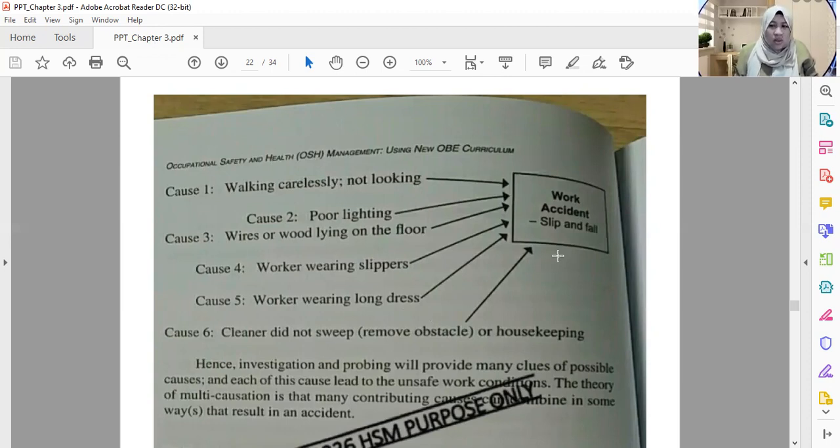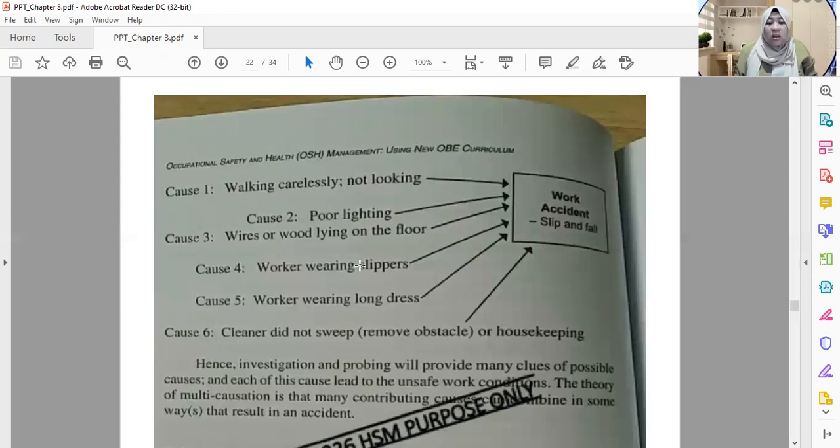So it is possible to have a slip. And of course the poor lighting. There is no light at the side of the road, so probably it will become a work accident. And wires or wood lying on the floor, when the wires tangle with each other, so it probably happens also. And then a worker wearing slippers, because slippers are considered a trigger for this work accident, because some slippers do not protect your fingers, two fingers.